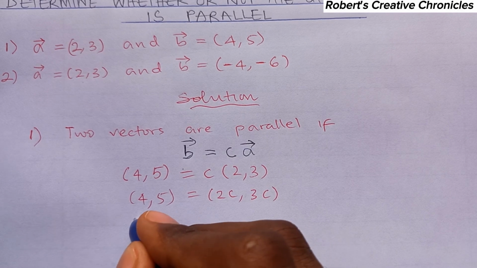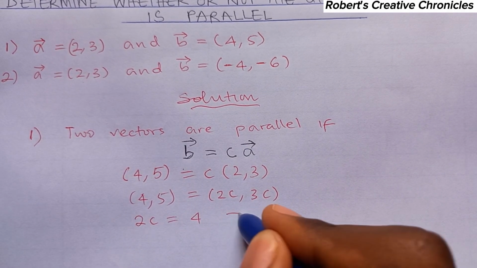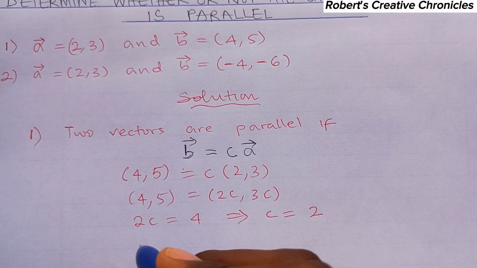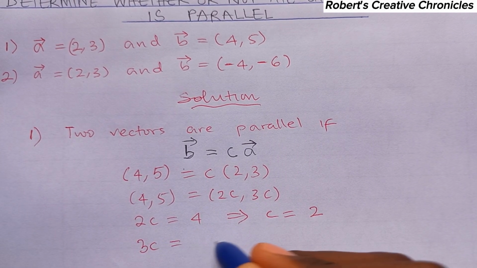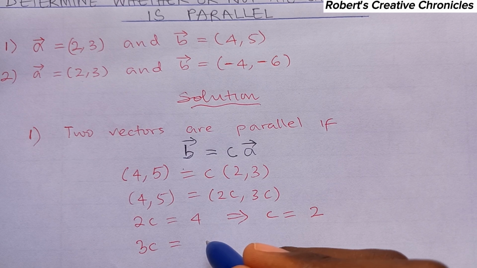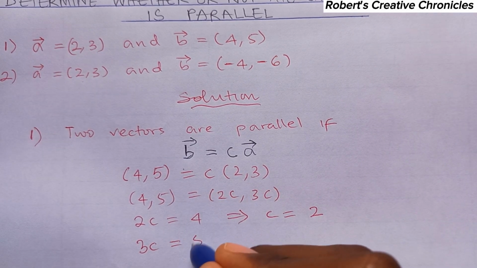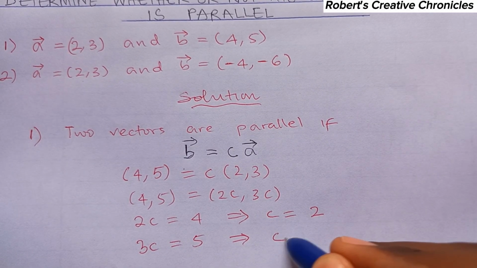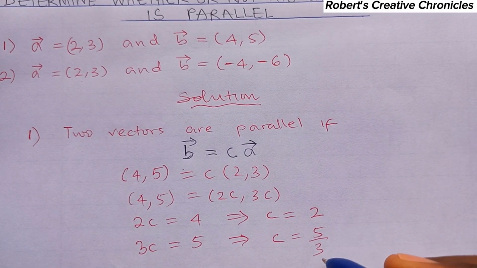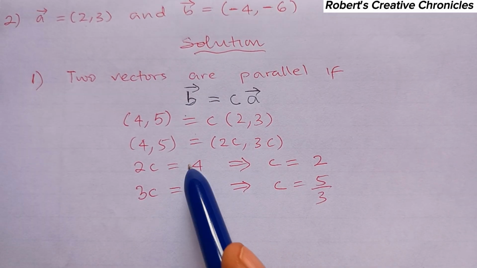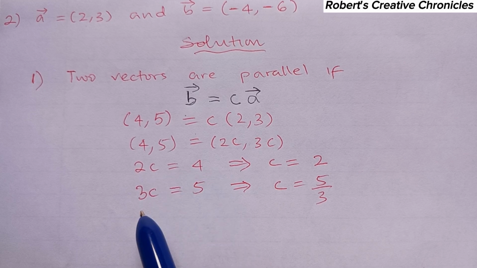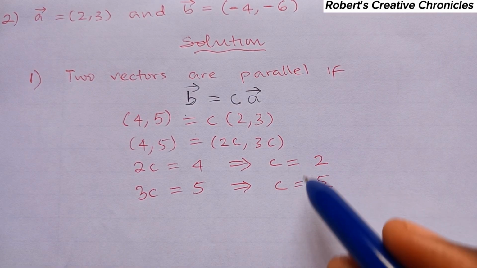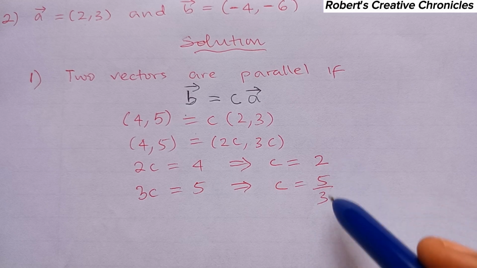So 2C is equal to 4. C is equal to what? 2. Then 3C is equal to 5. C is equal to 5 over 3. Here you divide both sides by 2 and here you divide both sides by 3. So now, since the values of C are not equal, the value of C varies here.